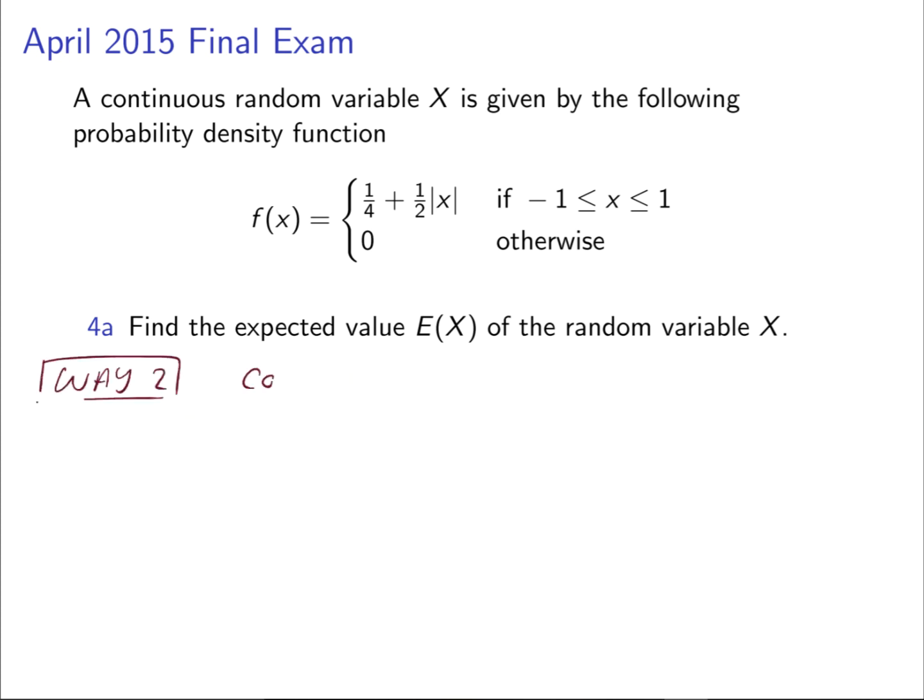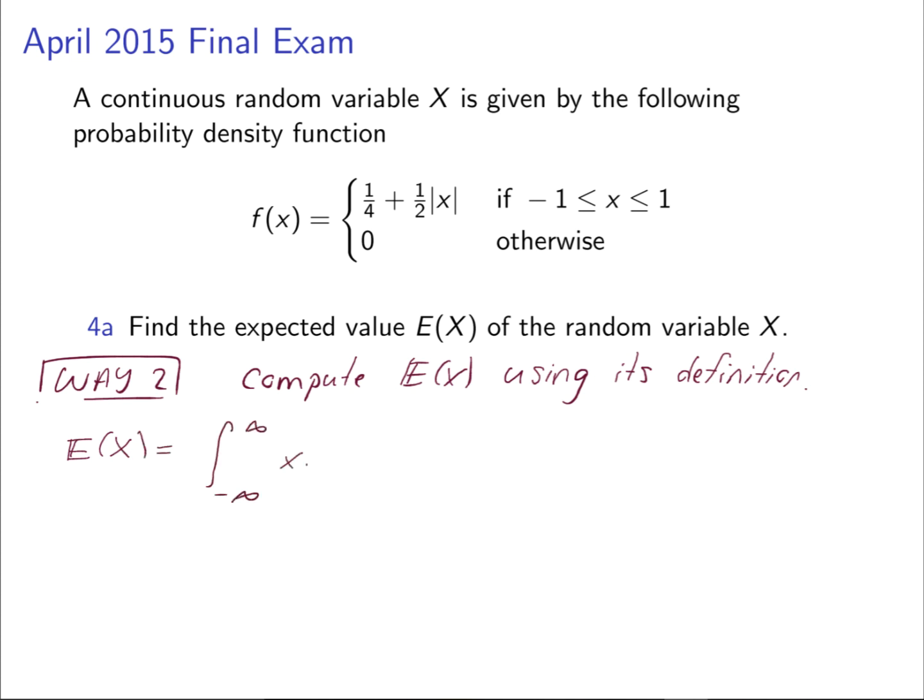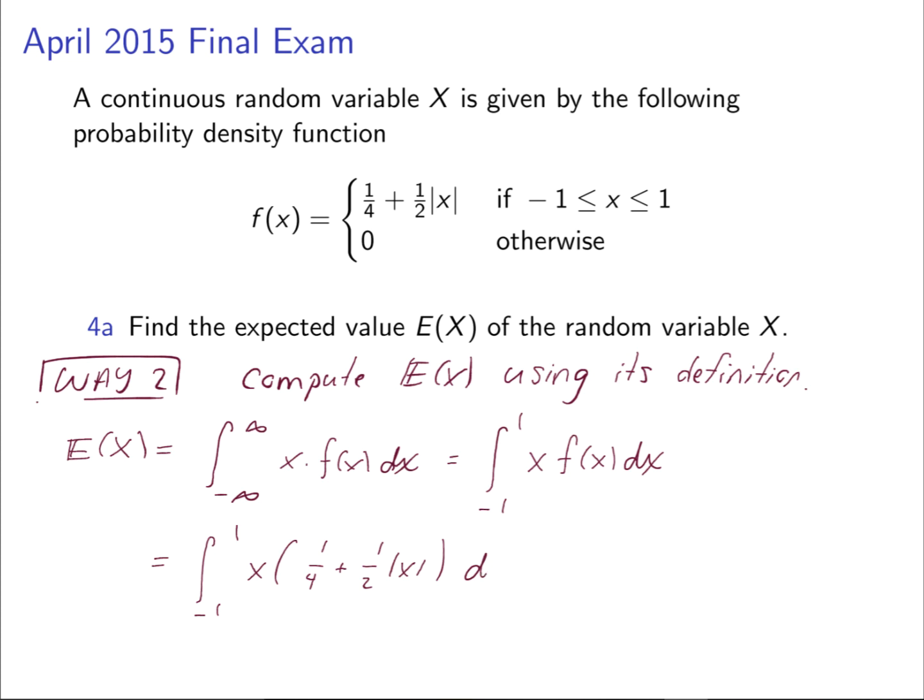So it's reasonable to expect that the expected value is going to be 0. But we can also compute expected value simply using its definition. The definition of the expected value of a random variable is the area under the curve over the whole real line of x times the probability density function. In our case, the probability density function is 0 everywhere except from -1 to 1. On the interval from -1 to 1, our probability density function is 1/4 plus 1/2 times the absolute value of x. So we just have to compute this integral.